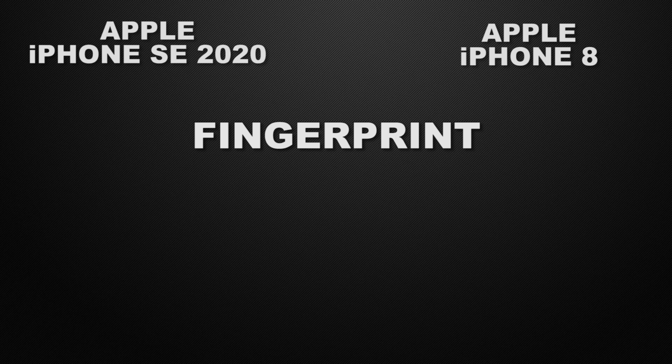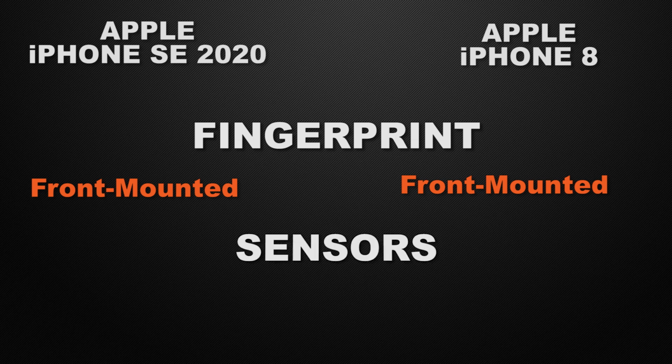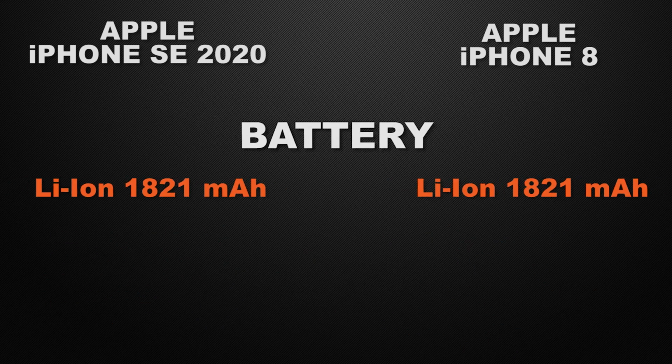Moving to the features of the devices, let's start with the fingerprint scanner. Both the devices have a front mounted fingerprint scanner, so it's a tie here. And about the sensors of the devices, both have accelerometer, proximity sensor, gyroscope, compass and barometer, so it's a tie here. Both the devices have a 1821 mAh lithium ion polymer battery, so it's a tie here.